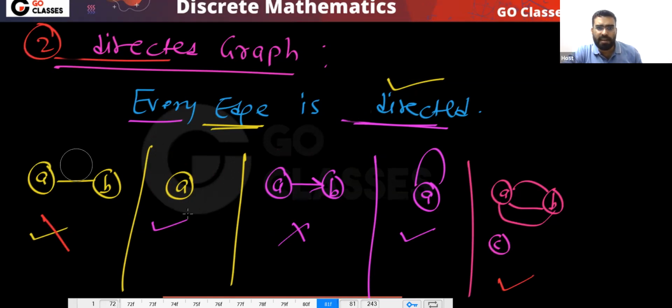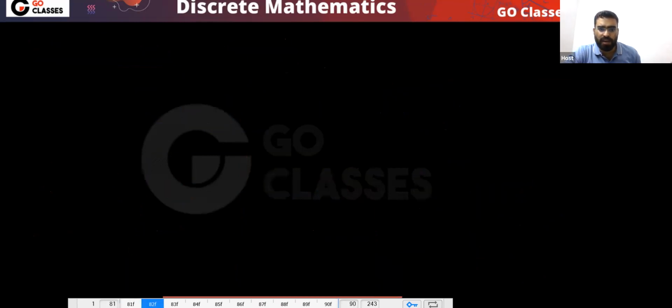Next, is this a directed graph? Yes, this is a directed graph. And if you do this, now this will be a directed graph. And this is not a directed graph. Okay, so directed graph means every edge must be directed. Very simple. So this is the classification of graphs. Directed and undirected graphs are the important ones, but there are some more. In the GATE exam, these are not as important.